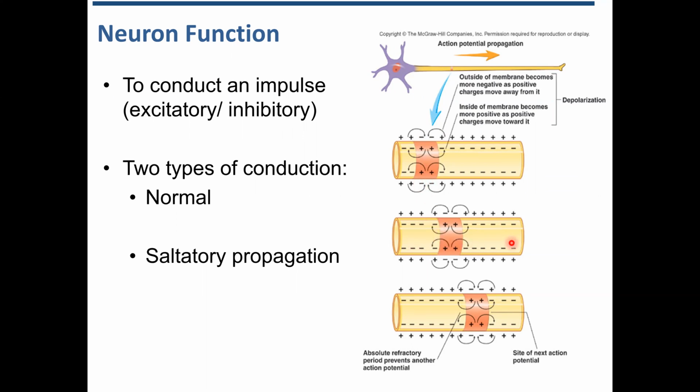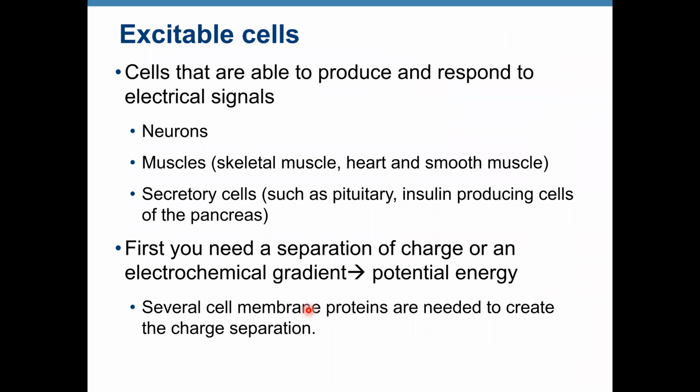So it's propagating itself. And we have two types of conduction, normal or saltatory. Normal just continuously moves along an axon, and saltatory is when it jumps from one node of Ranvier to another node of Ranvier, right? I hope it will make more sense in a couple minutes.